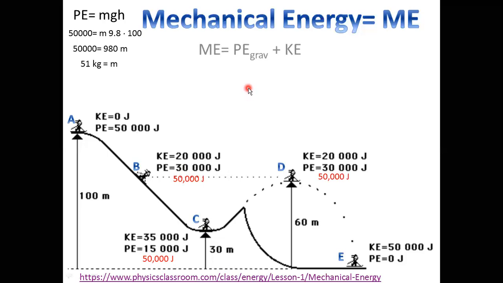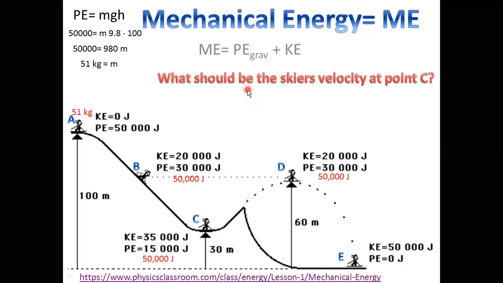So we could use this information to make some determination. Let's suppose we wanted to know what the skier's velocity was at point C. Well, at point C, we know the total energy is still 50,000 joules. We also know that at point C, the potential energy is 15,000 and the kinetic energy is 35,000. Using this information, we can determine the total velocity, V, by using the formula for kinetic energy. We know the mass of the skier, and we know what the total kinetic energy of the skier is.